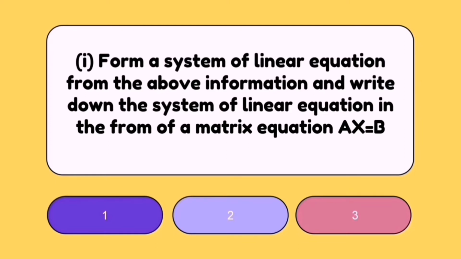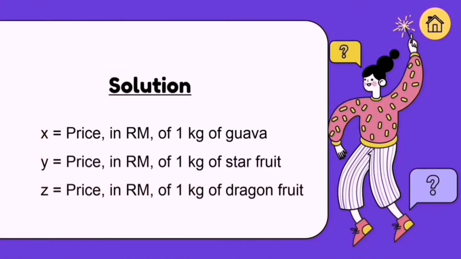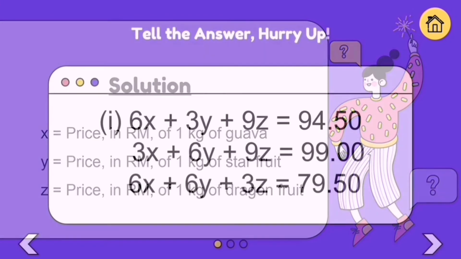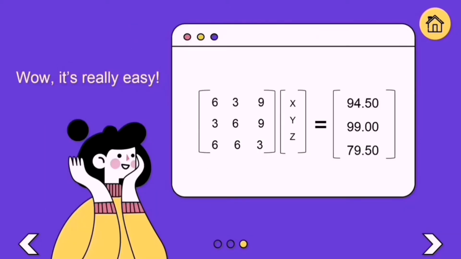A is the number of fruits, X is the unknown and B is the total amount. First, let's take the details before we solve the equation. Look, this is my answer for the linear equation. It's really easy, right? This is my answer for the matrix equation, AX equal to B. So guys, I hope my explanation will help you understand this question better.